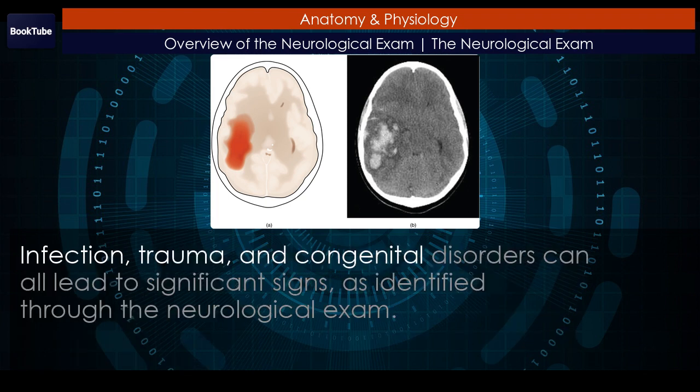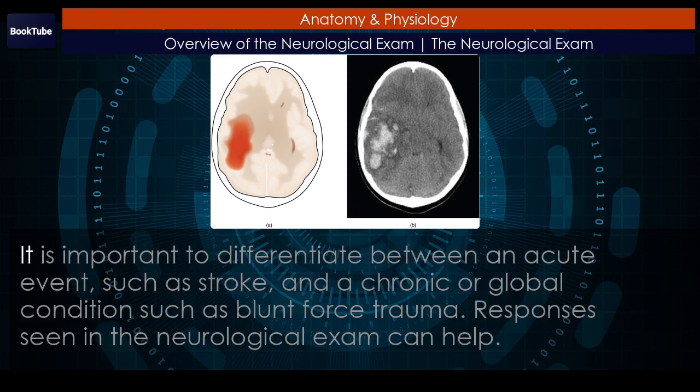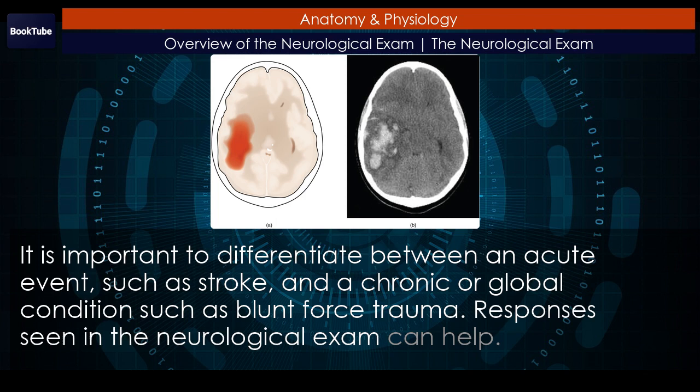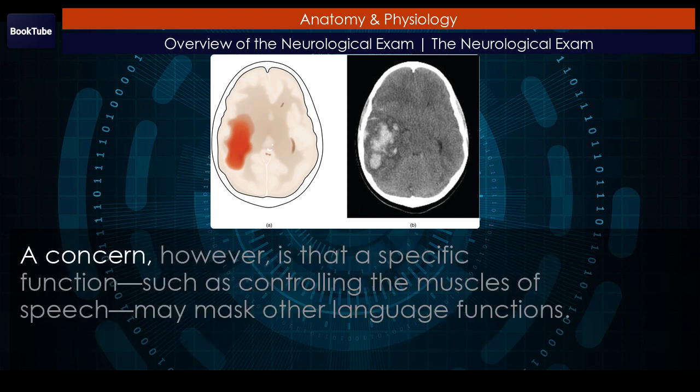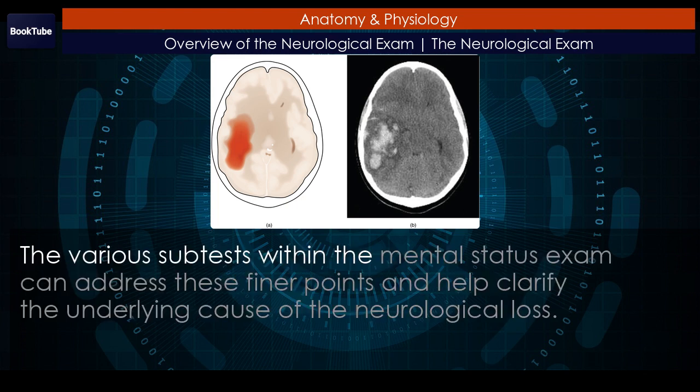Infection, trauma, and congenital disorders can all lead to significant signs, as identified through the neurological exam. It is important to differentiate between an acute event, such as stroke, and a chronic or global condition such as blunt force trauma. Responses seen in the neurological exam can help. A loss of language function observed in all its aspects is more likely a global event as opposed to a discrete loss of one function, such as not being able to say certain types of words. A concern, however, is that a specific function, such as controlling the muscles of speech, may mask other language functions. The various subtests within the mental status exam can address these finer points and help clarify the underlying cause of the neurological loss.